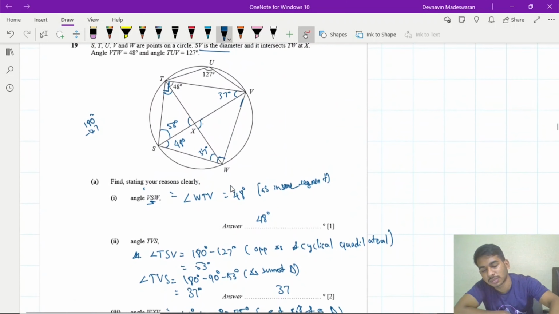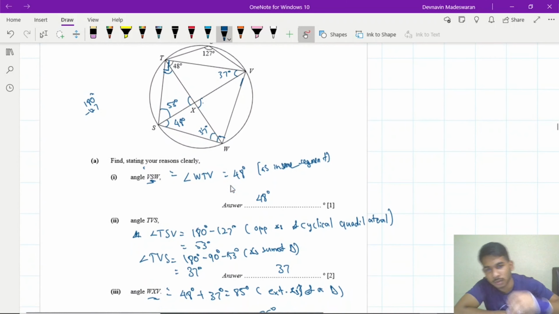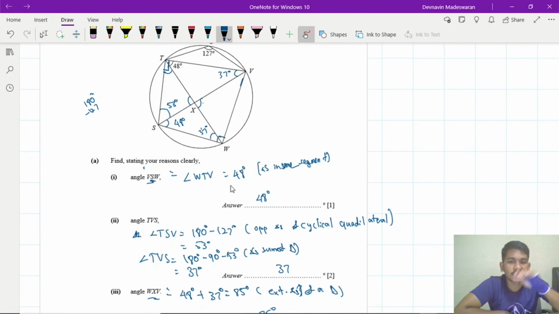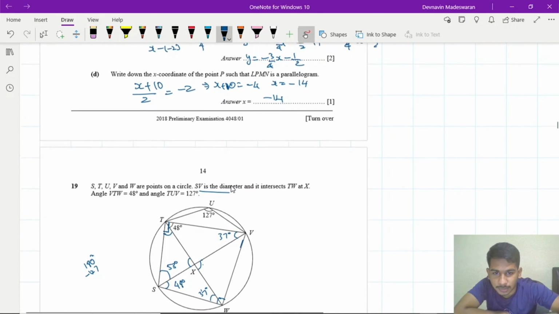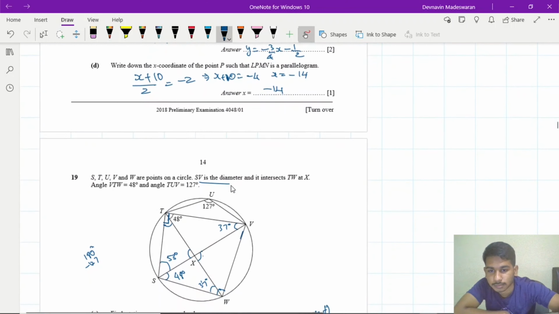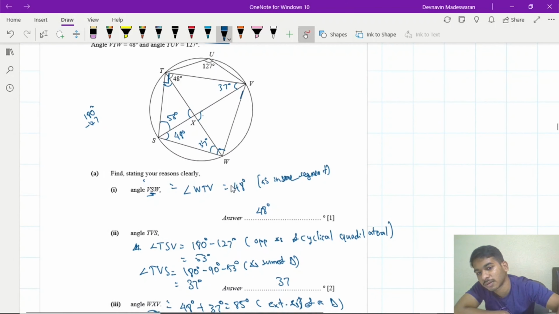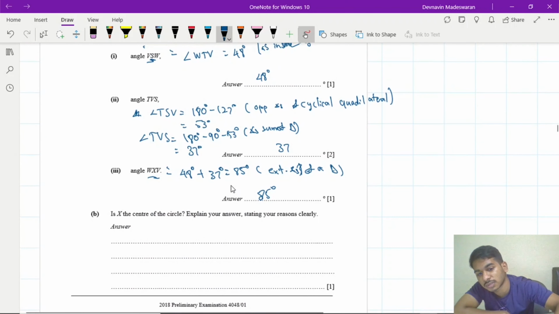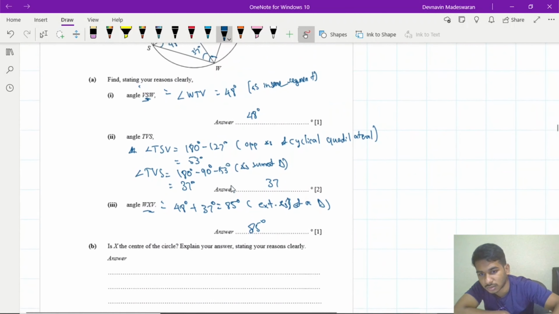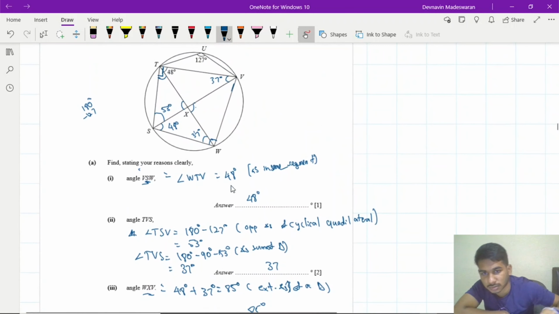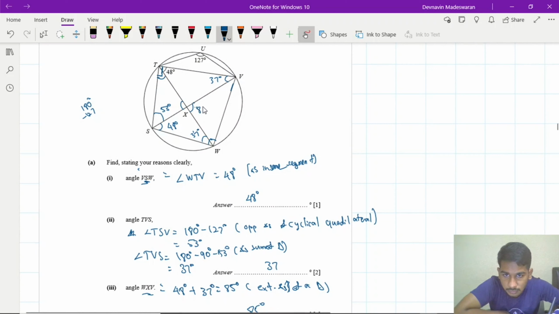Okay, is X the center of the circle? No, it doesn't look like that. Why? I don't know. Oh yeah, if it is, because, wait, no, TW is not a diameter. But SV is a diameter. Is it the center of a circle? I'm not sure. Center of circle, center of circle. If it's the center of the circle, then any line... No, not true.